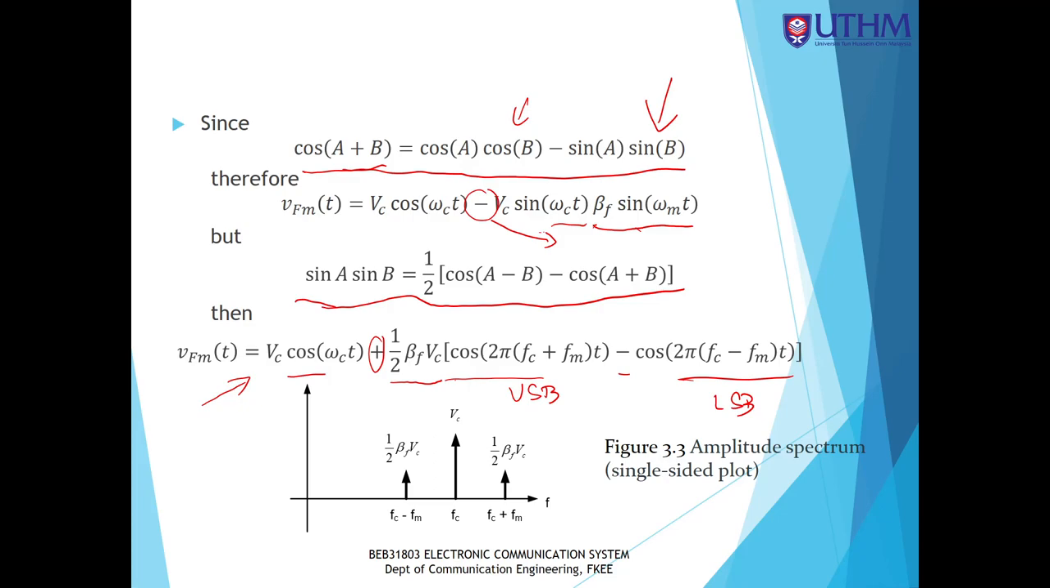So based on this equation, we can draw the frequency spectrum. The frequency spectrum looks like this. We have three components. We have the carrier. The carrier has the amplitude of VC according to here. And here we have the upper sideband with the amplitude of 1 over 2 beta F VC, and we have the lower sideband with the amplitude of 1 over 2 beta F VC.